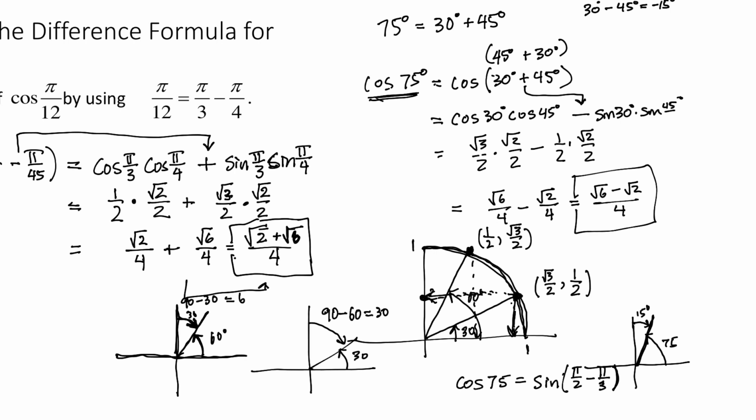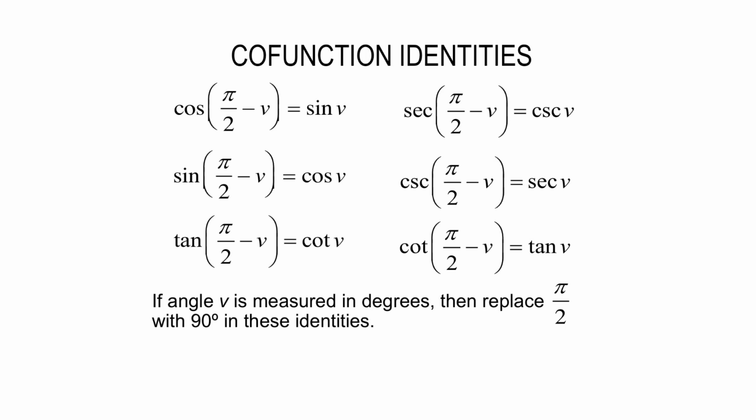Okay, let me go back here. This is the same thing as 90, because I want to put it in degrees, minus 75. Right? The sine of 15 degrees was equal to the cosine of 75 degrees. That's our identity at work here. We found the sine, right? So the sine of 15 degrees was equal to the cosine of 90 minus 15, which is 75.